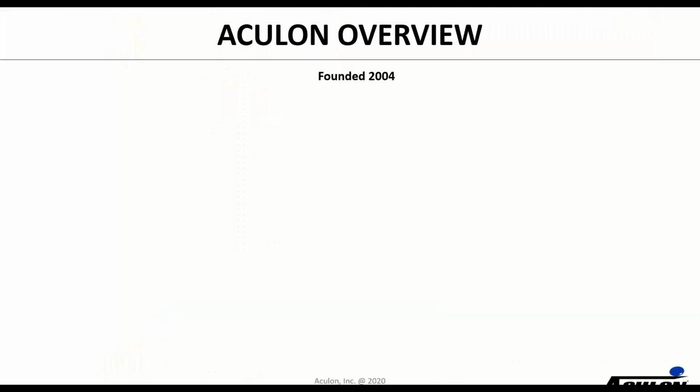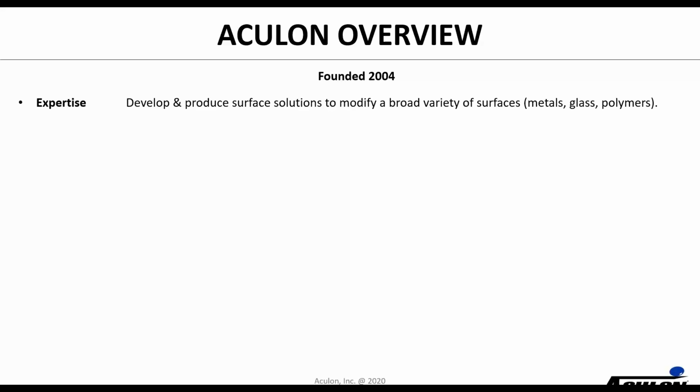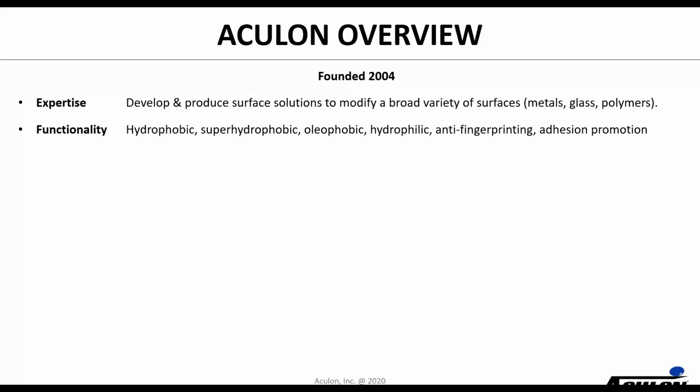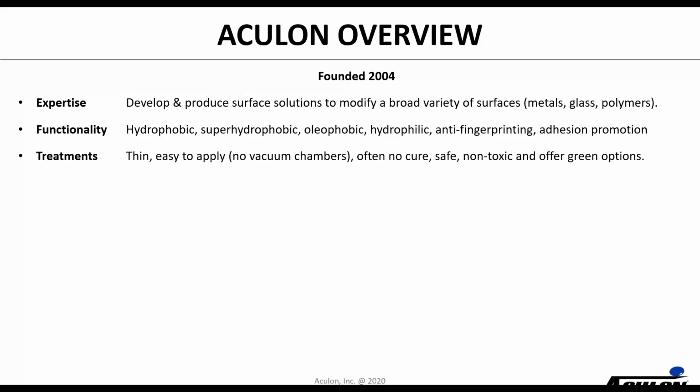Let me give you a quick overview of Aculon. We were founded in 2004. The purpose of the company is really to develop and produce surface solutions to modify a broad variety of surfaces, whether it's metals, glass, or polymers. We provide functionality to those surfaces by providing treatments that give you a hydrophobic or super hydrophobic, oleophobic, hydrophilic, or anti-fingerprinting surface, or even in some cases we do some adhesion promotion work where we are boosting the adhesion between two different substrates.